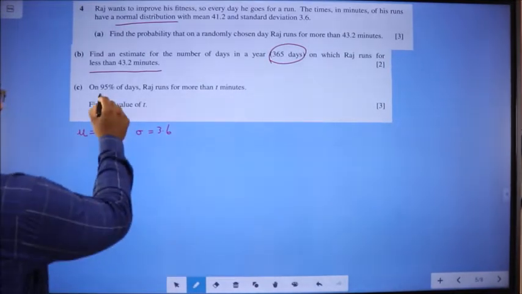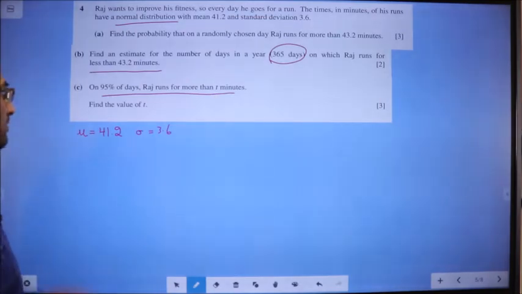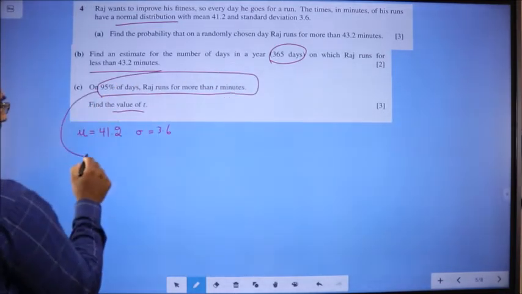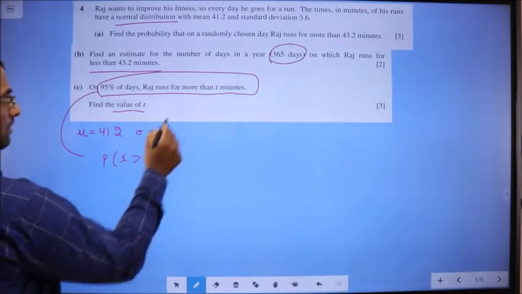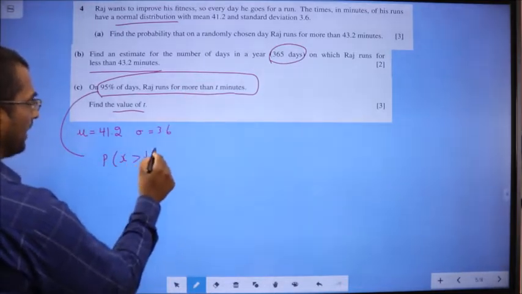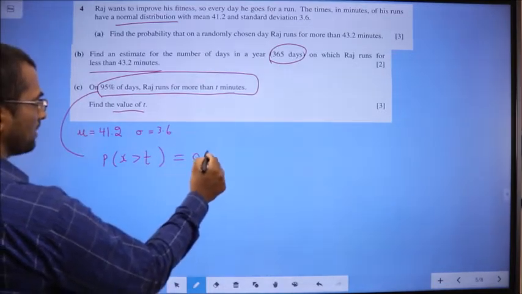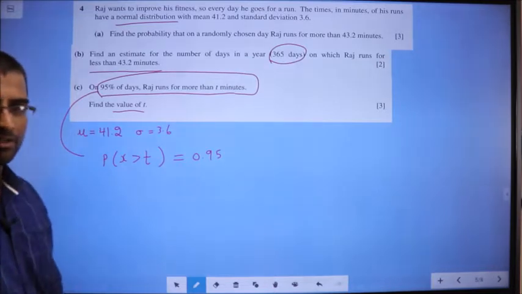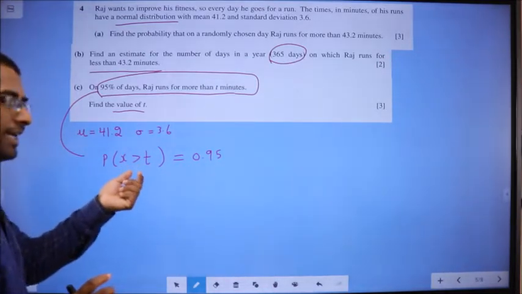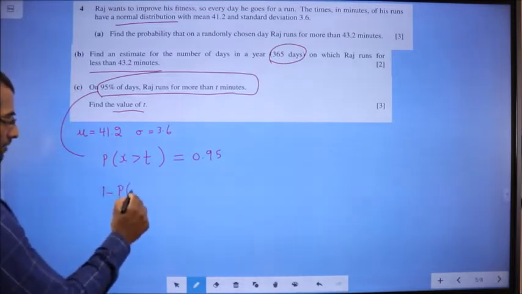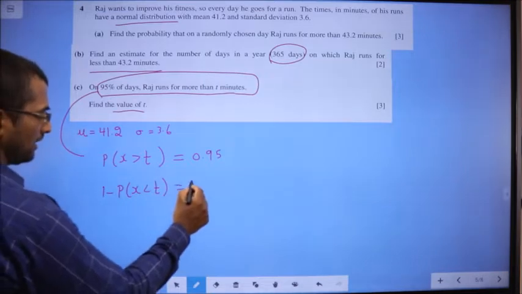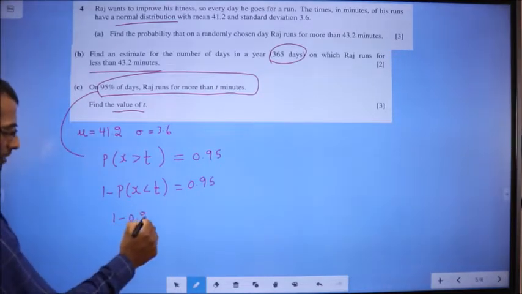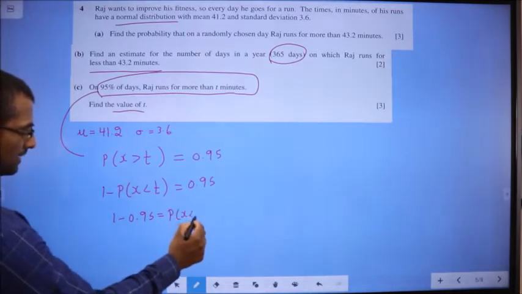C1. On 95% of the days, Raj runs for more than t minutes. Find the value of t. Write this statement in mathematical form. How do you write it? P of x greater than t is equal to 95%, which means 0.95. Now, simplify this and get the value of t. Here it is greater than, so first I should make it less than. For that I need to do 1 minus P of x less than t is equal to 0.95. Now all numbers one side. So 1 minus 0.95 is equal to P of x less than t.